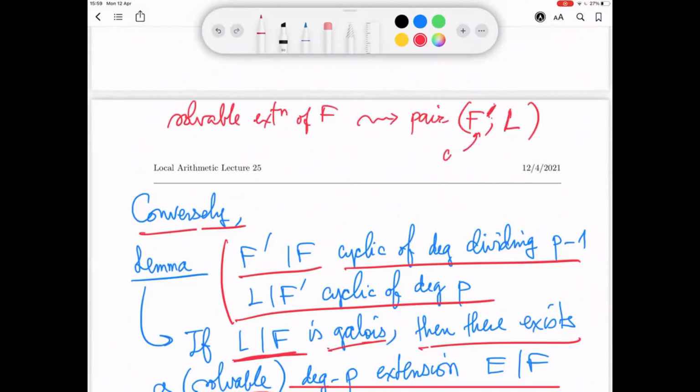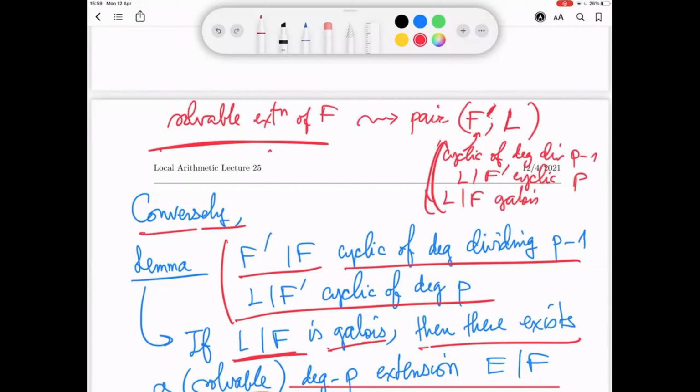Where this F prime was cyclic of degree dividing p minus 1, L over F prime was cyclic of degree p, and L over F was Galois. So from one solvable extension of degree p, of course, we got this kind of a pair.